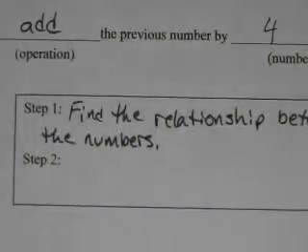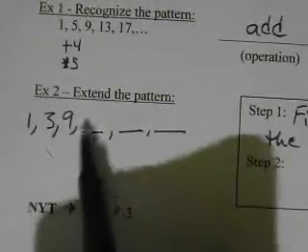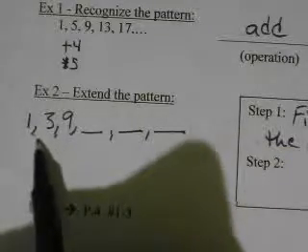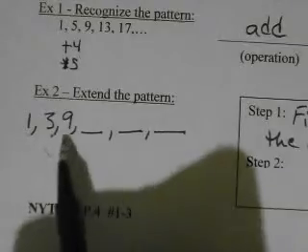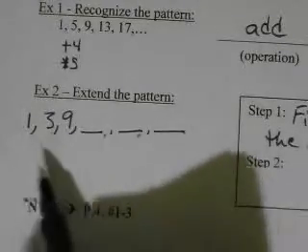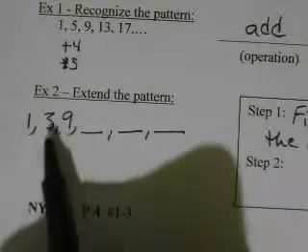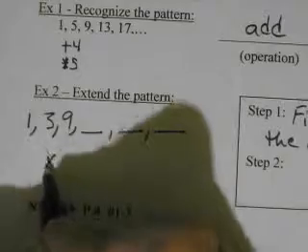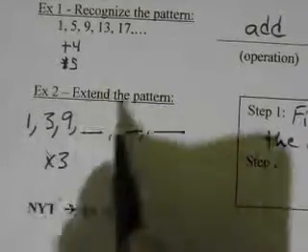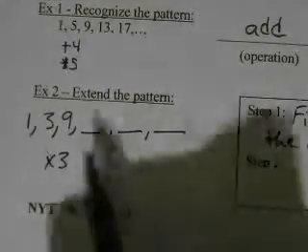So we're going to find the relationship between the numbers. So if we go back to our problem, from one number to the next, to the next, to the next, well, 1 plus 2, but if I add 2 more, I don't get 9. So it's not plus 2. Maybe multiply. 1 times 3 is 3. 3 times 3 is 9. Times by 3.